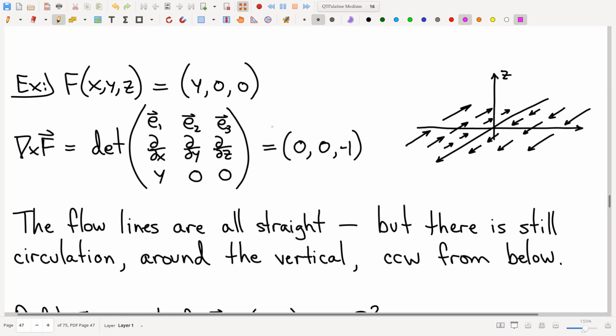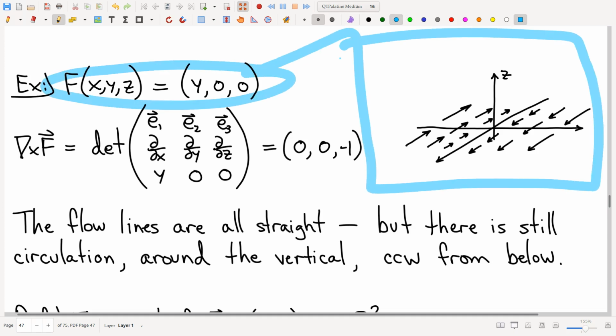Looks at a glance like a counterexample. Because check this out. This vector field, again, make sure you can draw that picture. Think it through. Good exercise. The flow lines are all straight lines. It would be very tempting to say, well, they're all straight lines. There's no rotation. What rotation could there be? Everything's moving in a straight line.